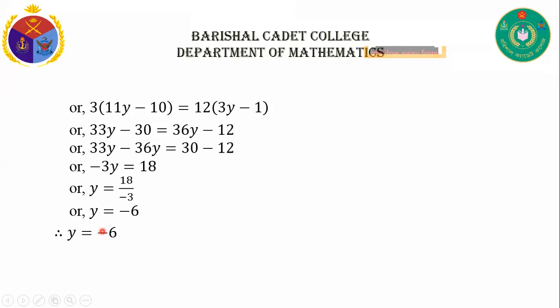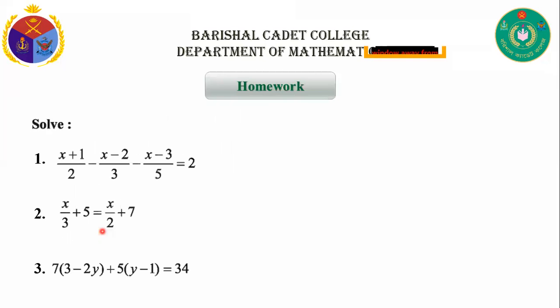So guys, those are the problems we solved in this class, and you should solve all the problems of exercise 7.1. I also give you some homework. Number 1, solve x plus 1 by 2, minus x minus 2 by 3, minus x minus 3 by 5 equal to 2. Number 2, solve x by 3 plus 5 equal to x by 2 plus 7. And lastly, solve 7 into 3 minus 2y plus 5 into y minus 1 equal to 34.